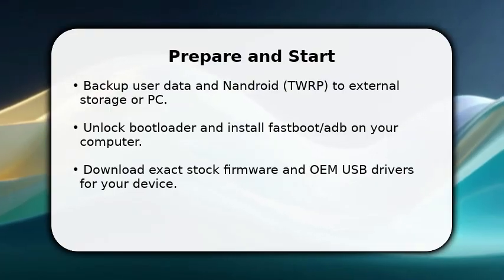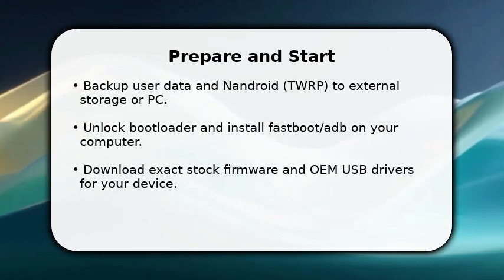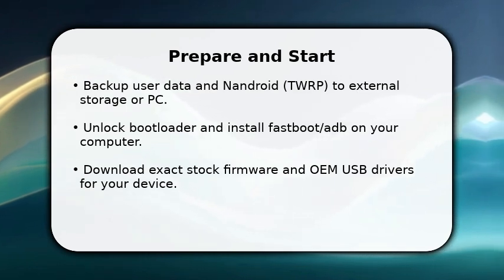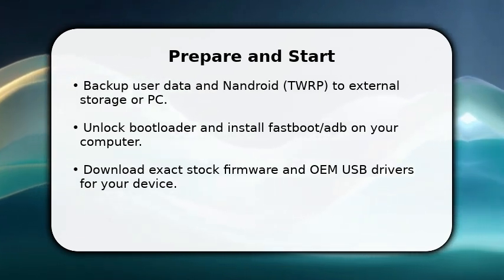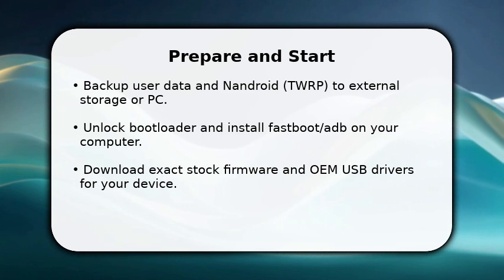You begin by securing your data and the environment. First, backup apps, media, and make a full Nandroid image. This protects you if something breaks. Once done, unlock the bootloader if not already unlocked, because you cannot flash stock images with it locked.